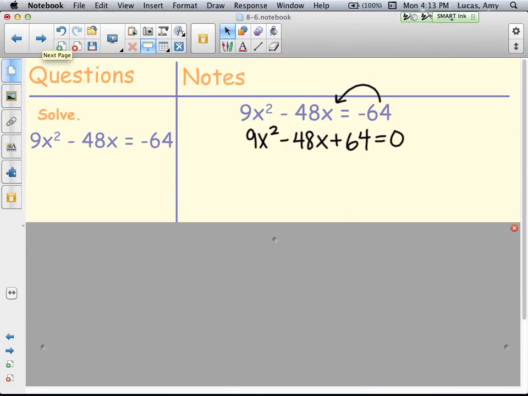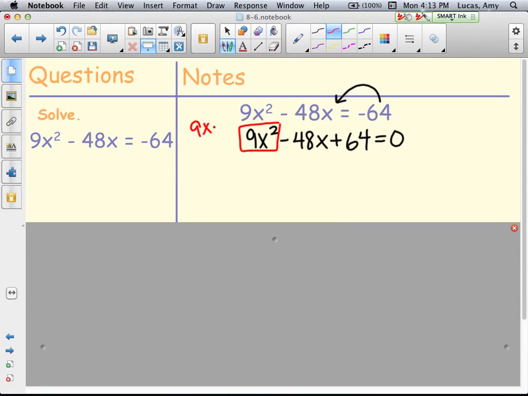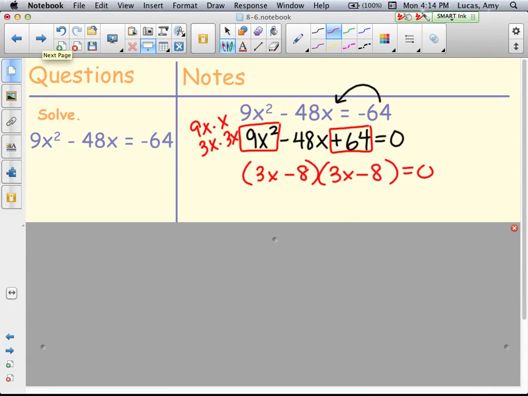Now let's check and see if this one's a perfect square. So 9x squared would be 9x times x, or 3x times 3x. So I'm trying the 3x's first. And then 64 could be a lot of things, but as a perfect square, it would be 8. So I'm going to try and see if it's 8. They would both be negatives. So negative 24x and another negative 24x. Perfect. Negative 48x. So we factored it correctly.